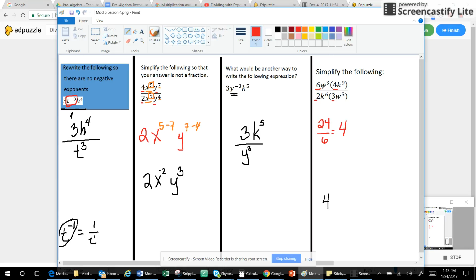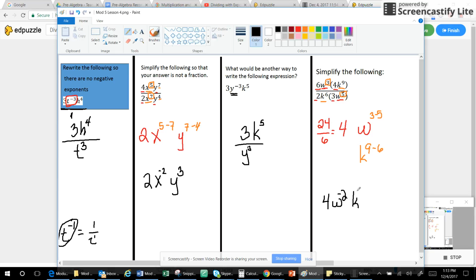And now let's focus on the variables. I have w to the third on the top and w to the fifth on the bottom. So that means I can subtract their exponents. So I could have 3 minus 5. And that would be w to the negative 2. And then the k's, I have k to the 6th on the bottom and k to the 9th on the top. So that would be k to the 9 minus 6. Remember, always the top exponent minus the bottom exponent. And they have to have the same bases. That's why we're only dealing with the k's. So we get k 9 minus 6, which would be k to the third.